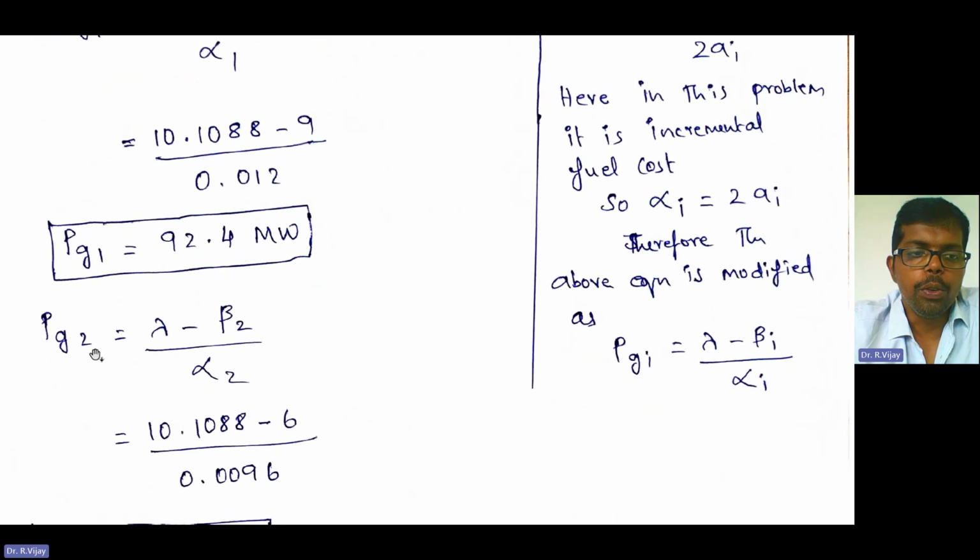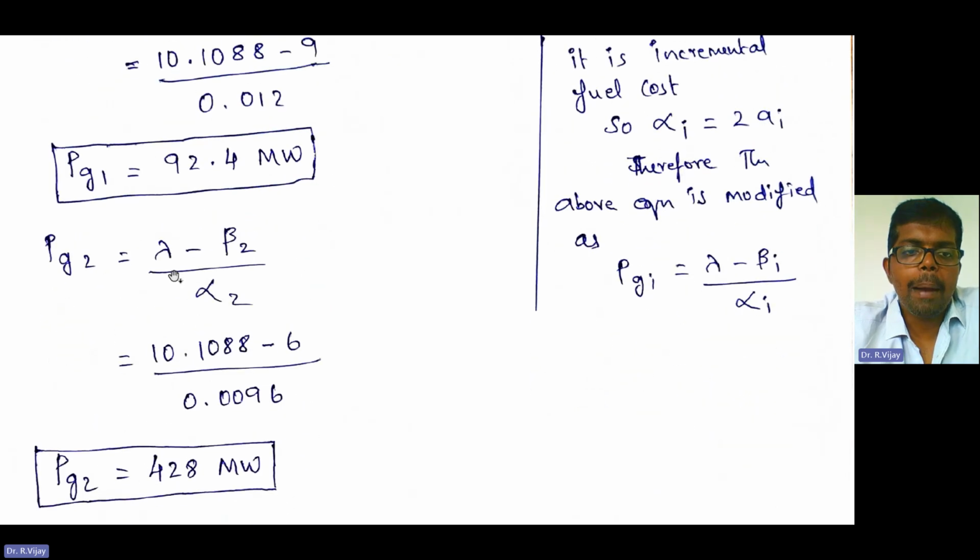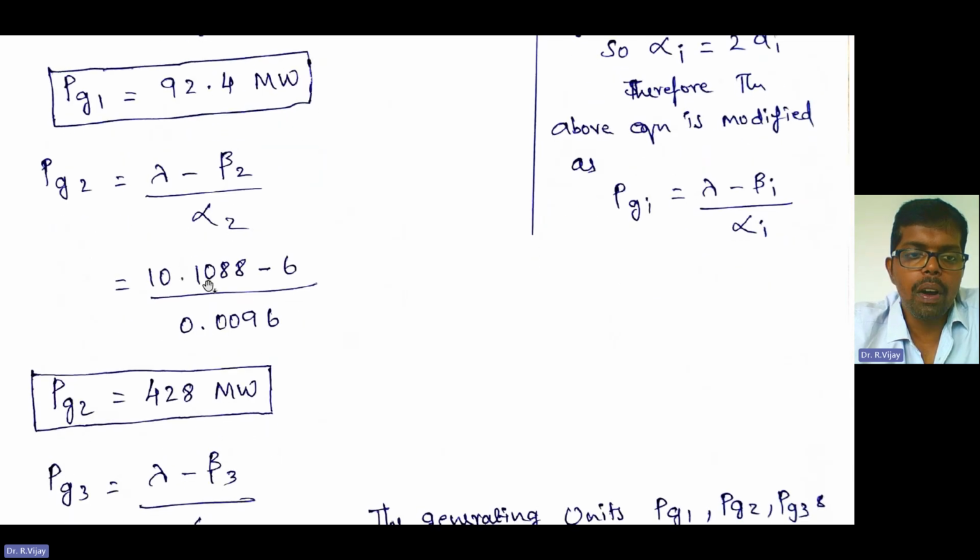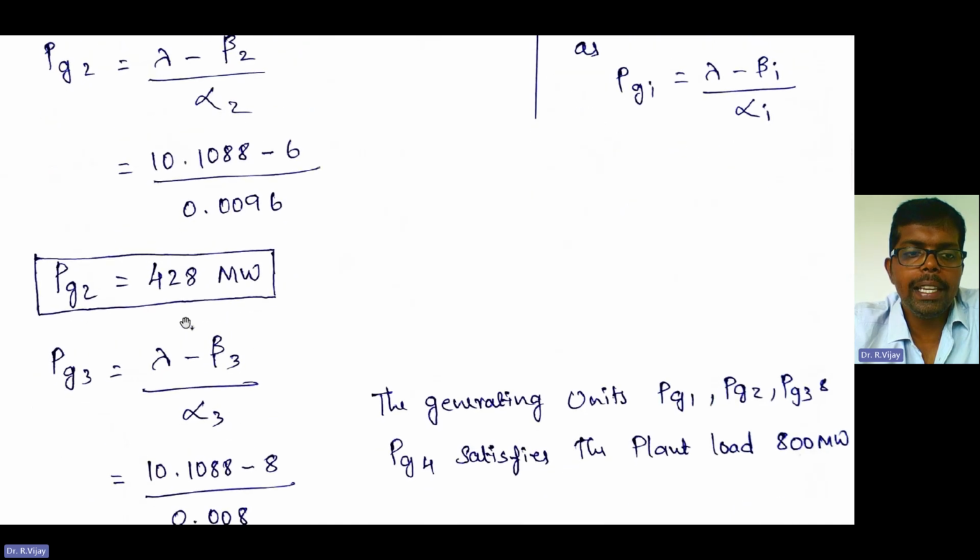Similarly, PG2. PG2 is equal to lambda minus beta 2 divided by alpha 2. So lambda, which we already solved, that is 10.1088, minus beta 2, which is 6, divided by 0.0096. So PG2 is 428 megawatts.